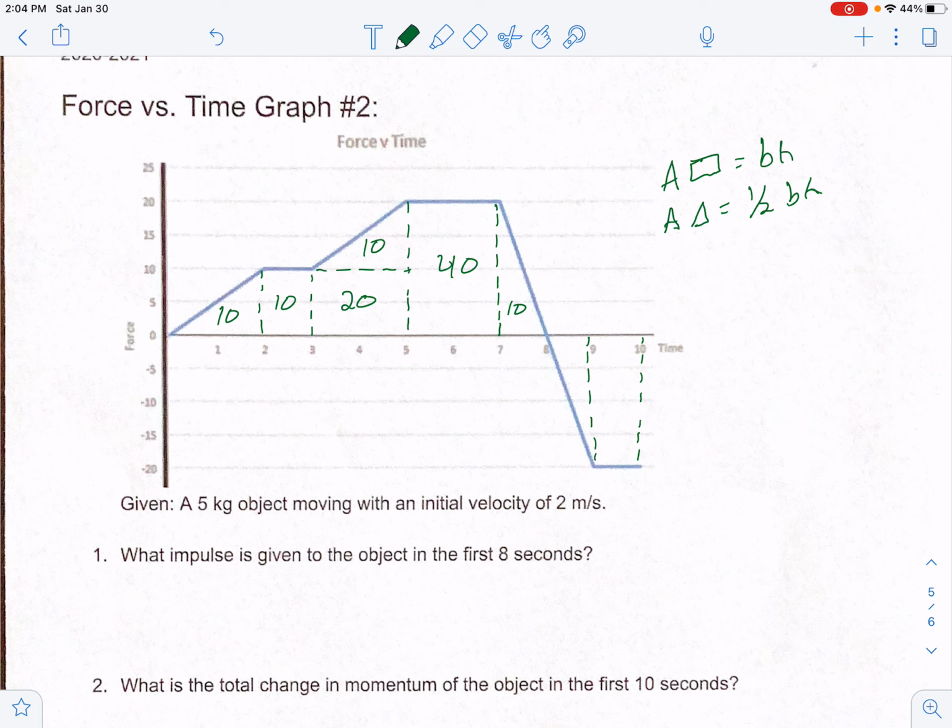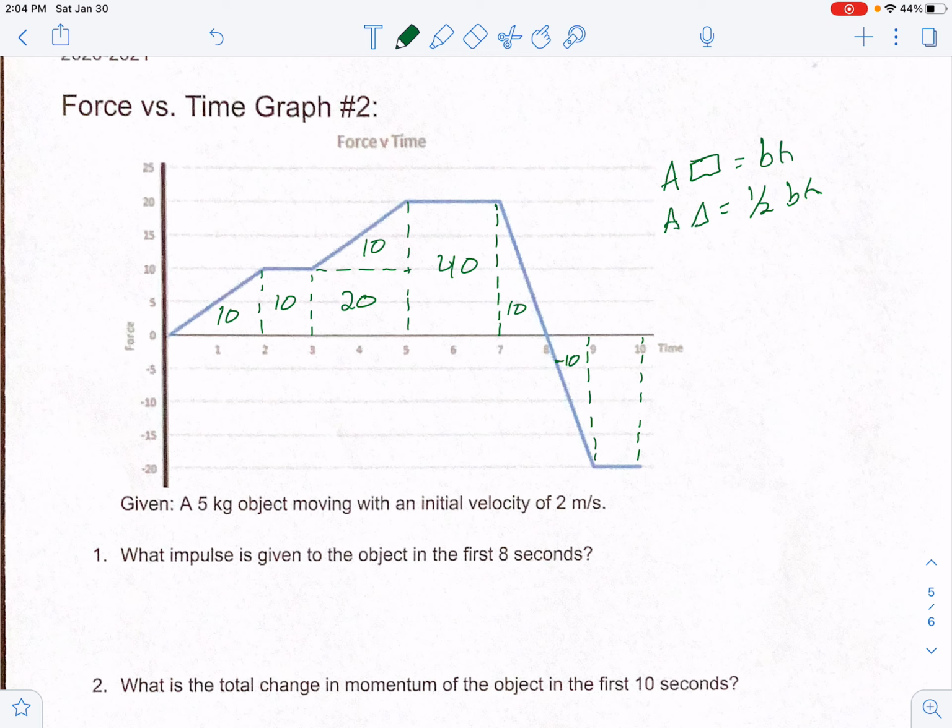Okay, then we have our bottom side. These are going to be negative. So we went from 8 to 9 seconds, so my base will be 1. And then I went from 0 to negative 20. So 1 times negative 20, and half of that, since it's a triangle, so negative 10 is this triangle.